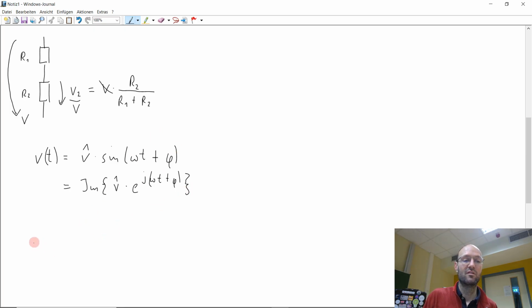Remember, e to the j phi is the same as cosine phi plus j sine of phi. So this is really mathematically the same. It just looks a little different than the plain sine function that we had before. But here it's somehow already getting complex, and now I could write it below, then I have more space on the other side.